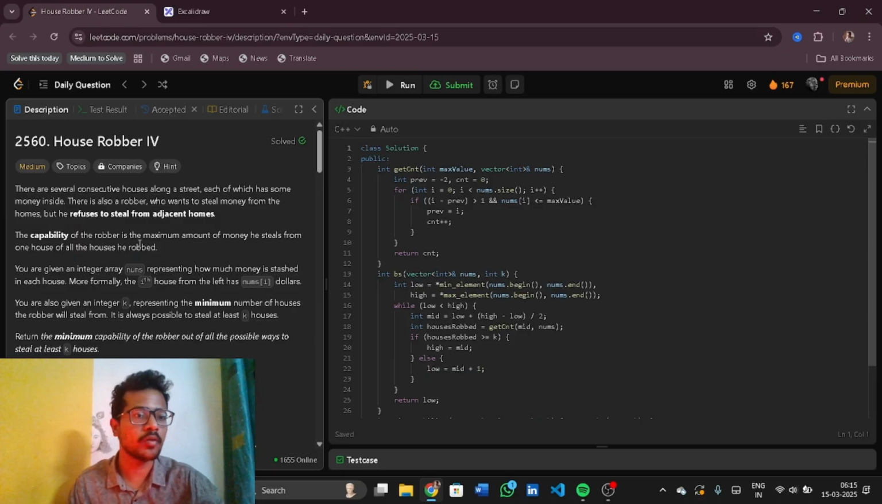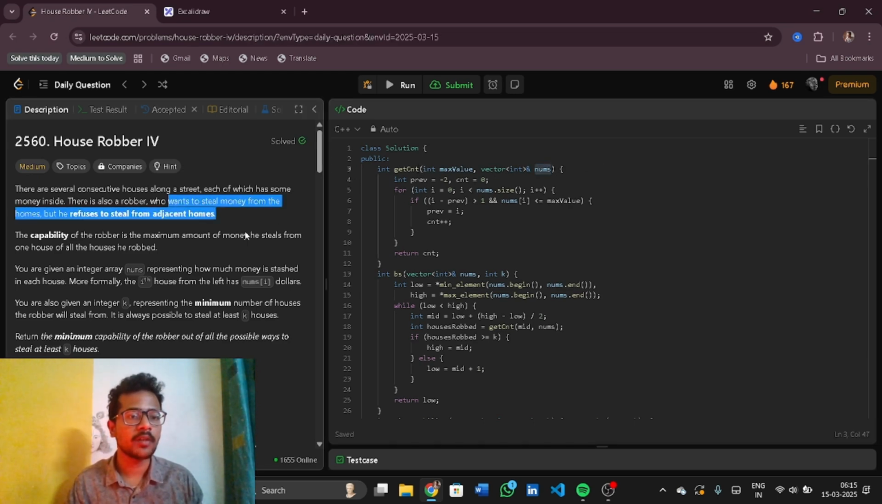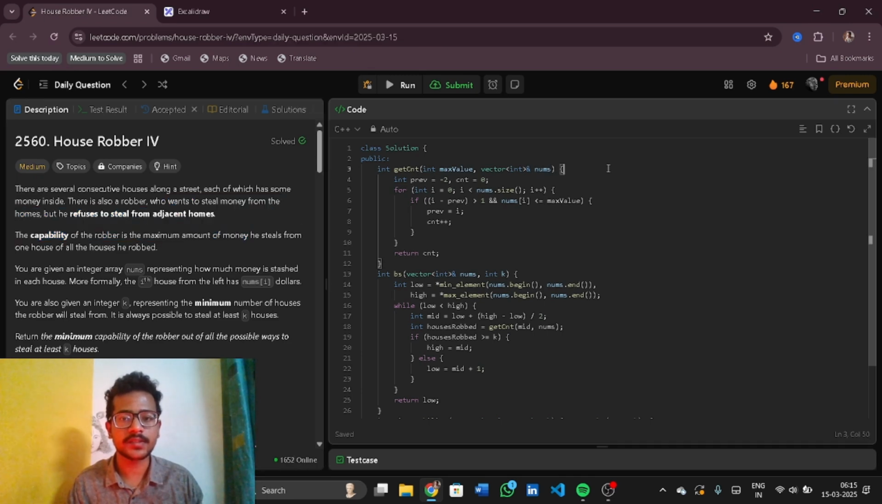House Robber 4. We are given a robber who robs houses represented by nums. So we are given an array nums, which has how much money is stashed in each house. The ith house from the left has nums[i] dollars.